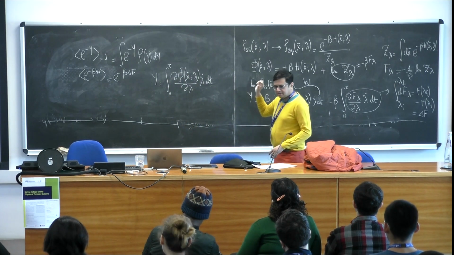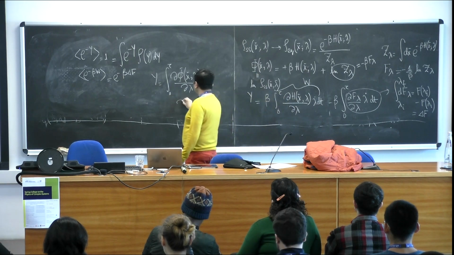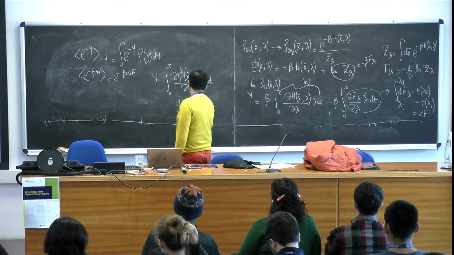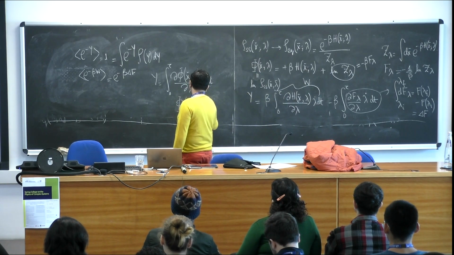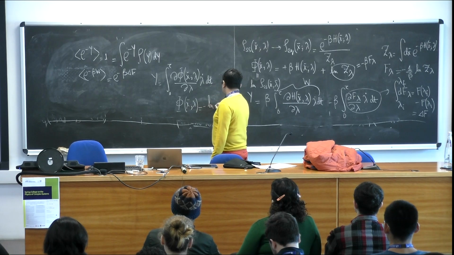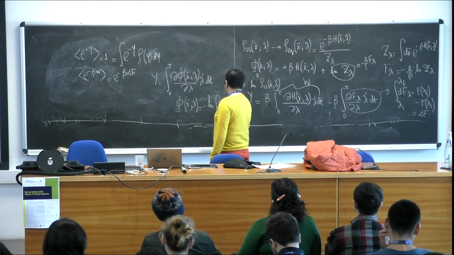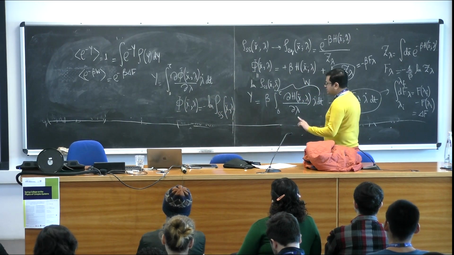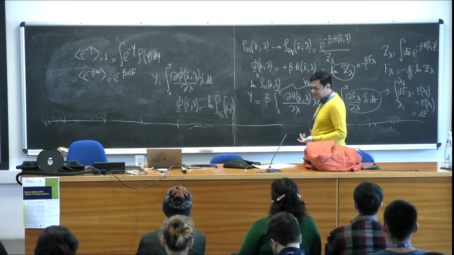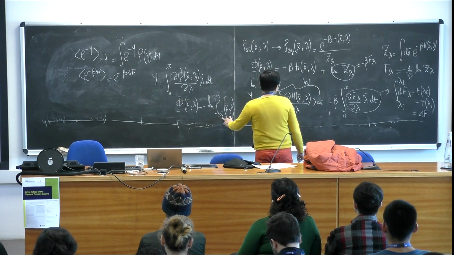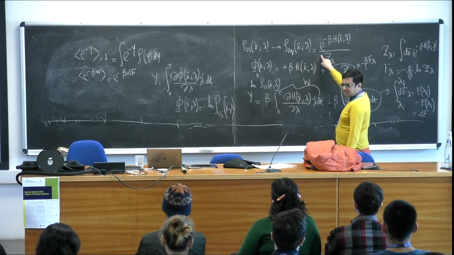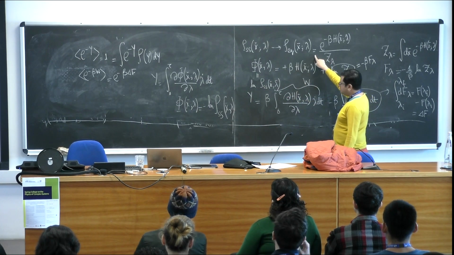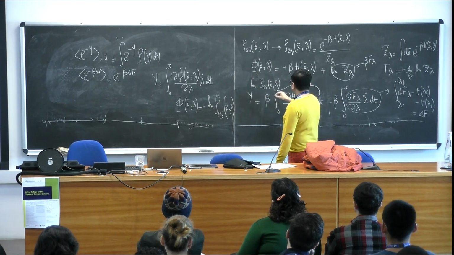This was Y, where phi was defined to be minus log of the stationary distribution at the same value of lambda. So then what I did was, if it is an equilibrium stationary state, then rho_ss(x; lambda) has this form. If it has that form, then I just compute Y.